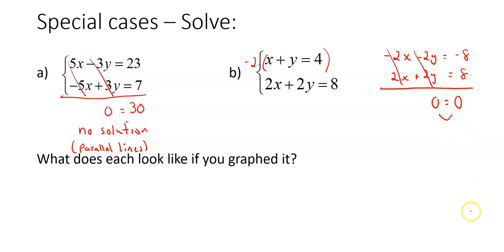So do I just draw a smiley face and I'm done? What does it mean if 0 equals 0? Well, how many times does 0 equal 0? That's always true. Right? So what that means is that there's infinitely many solutions.